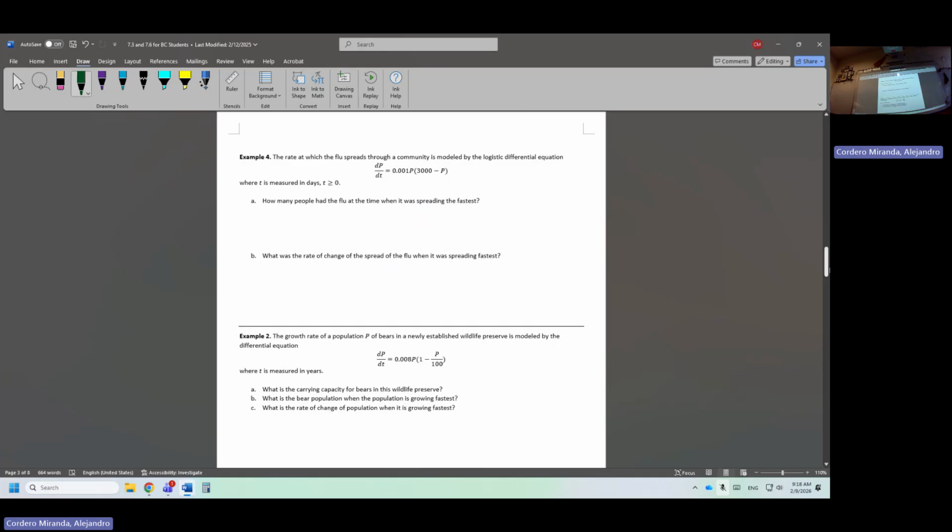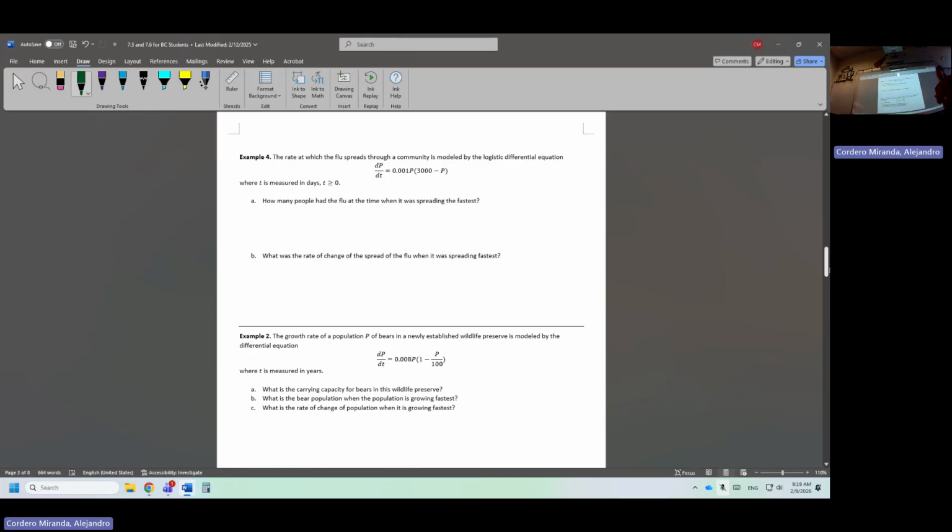Okay, look at it. It says the rate at which the flu spreads through a community is modeled by that logistic differential equation, where t is in days. It says, how many people had the flu at the time when it was growing the fastest? So if I don't say anything, you already know the answer? What is it? Yeah, there you go.